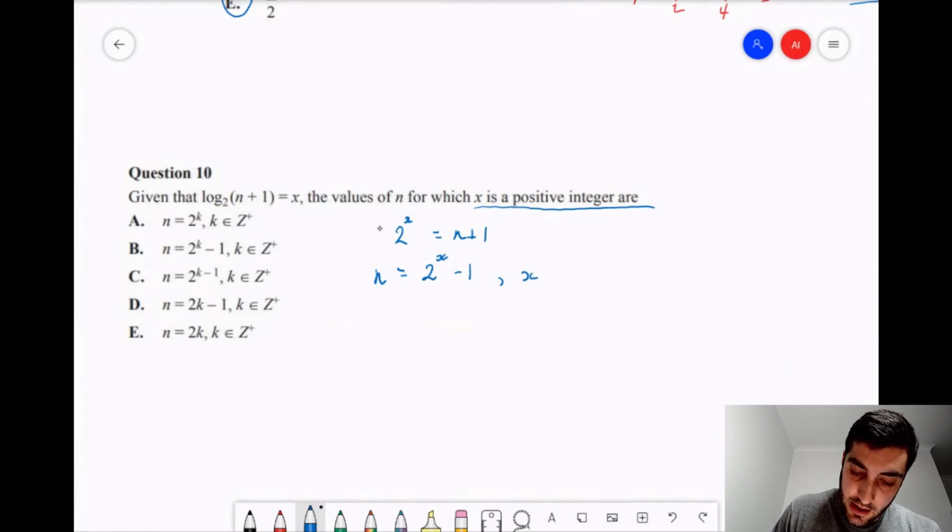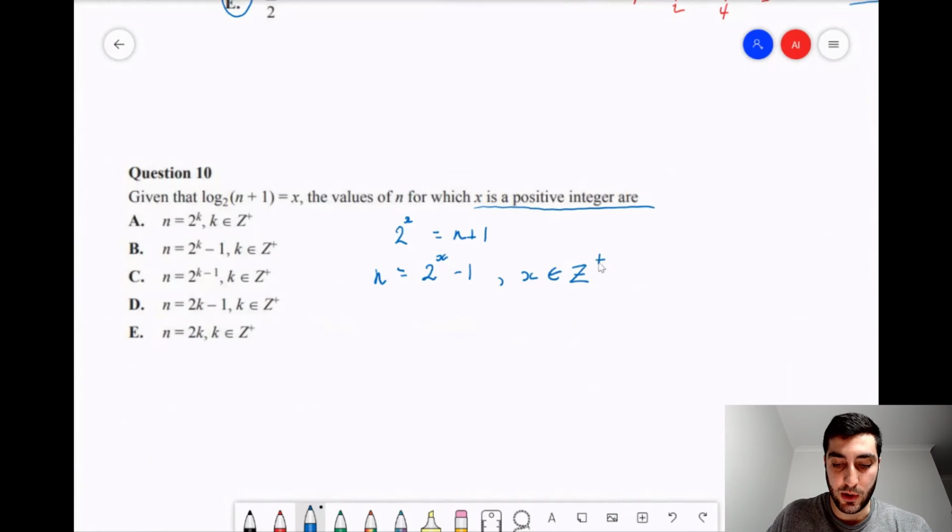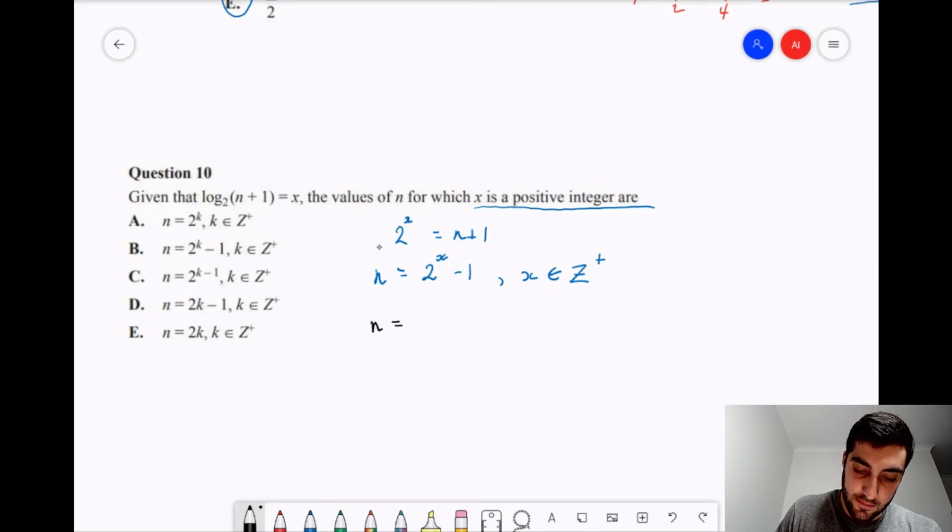The notation for that is x is an element of Z plus, where Z is integers and Z plus is just the positive integers. Now, if you compare our answer here to the solutions provided, they're very similar looking. The only difference is, instead of using x, they're now using k as the variable. So if we apply that change to our solution, we'd have n is equal to 2 to the power of k minus 1, where k is an element of Z plus.